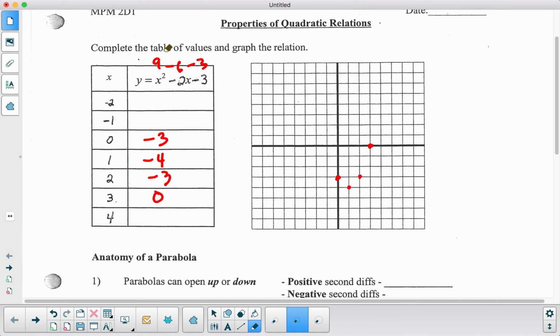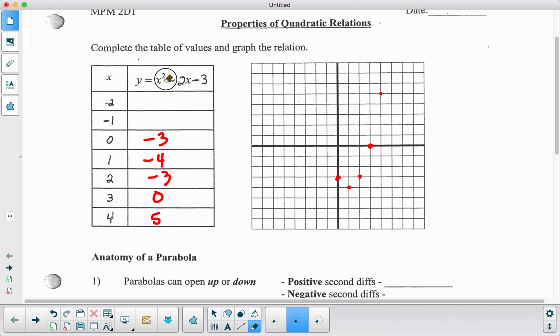Okay, the next point is when x equals 4. We put in 4 for x. 4 squared is 4 times 4, which is 16, minus 2 times 4 is 8, and then minus 3. So here we go. 16 minus 8 is 8, minus 3 is 5. So when x is 4, y equals 5. So 1, 2, 3, 4, and up 5.